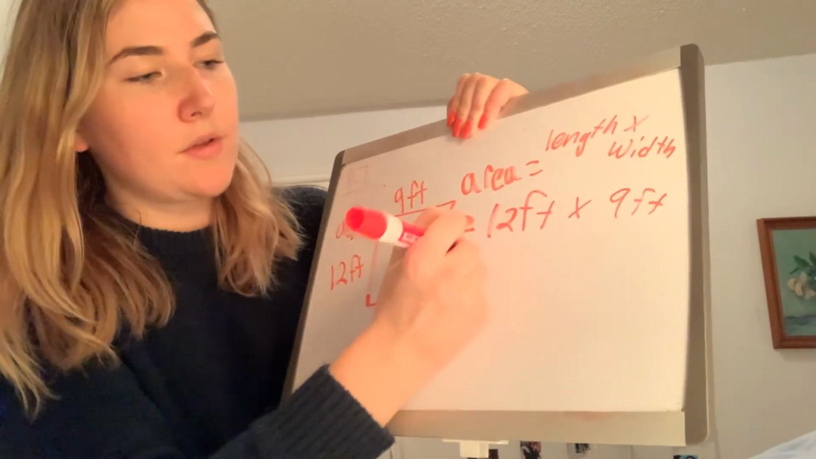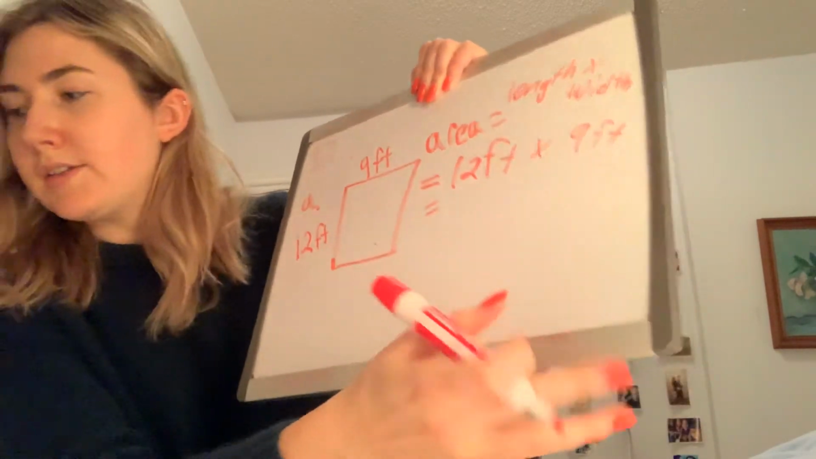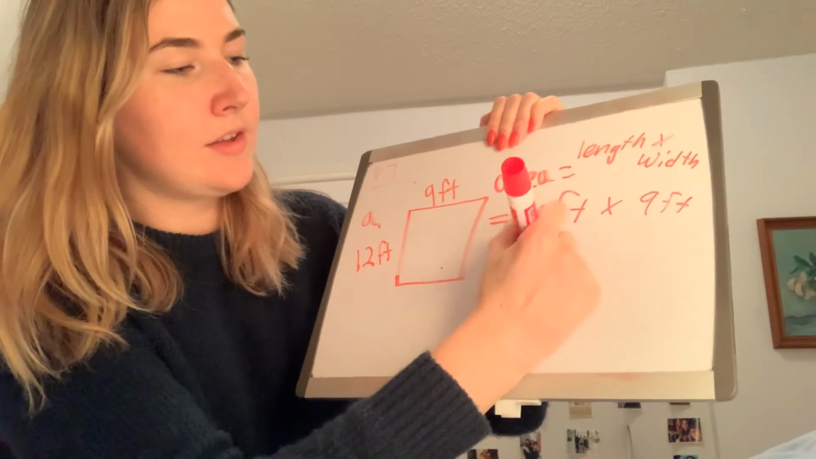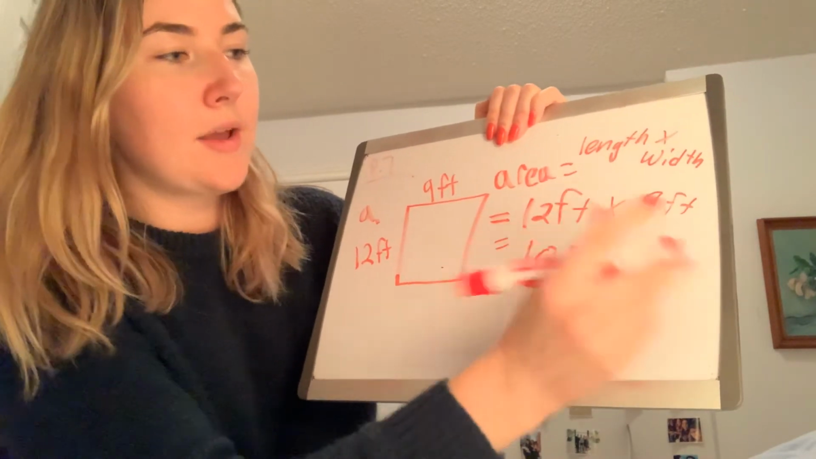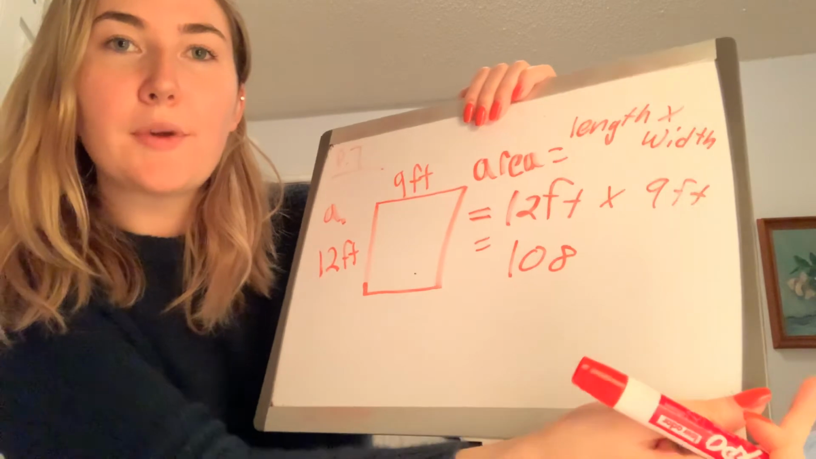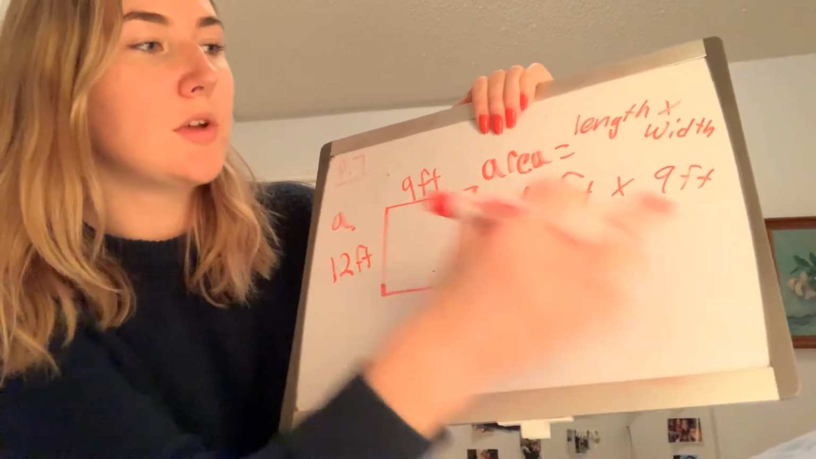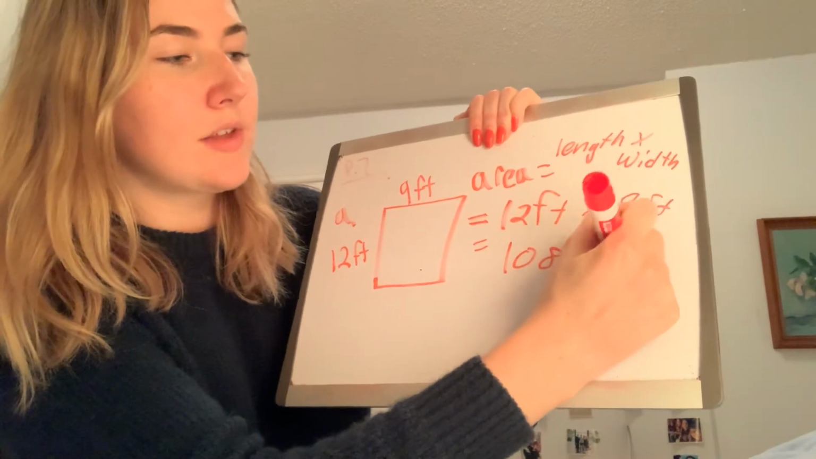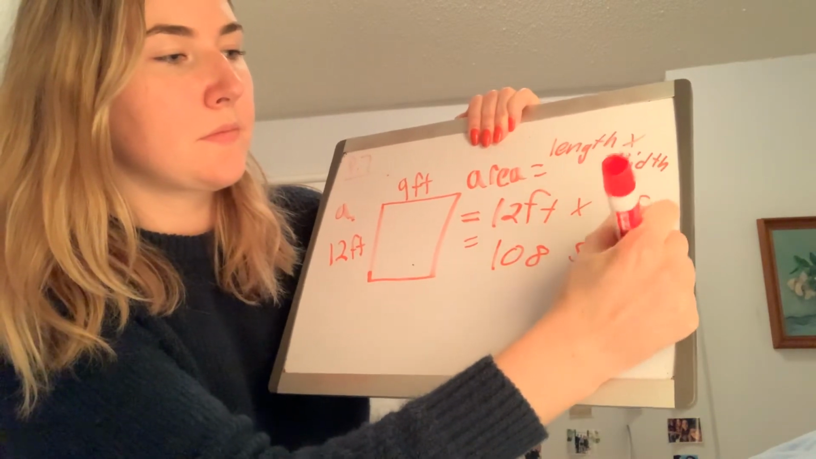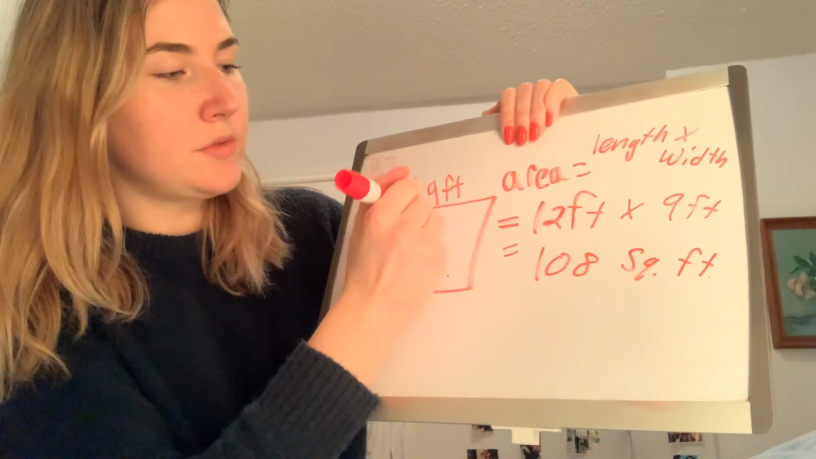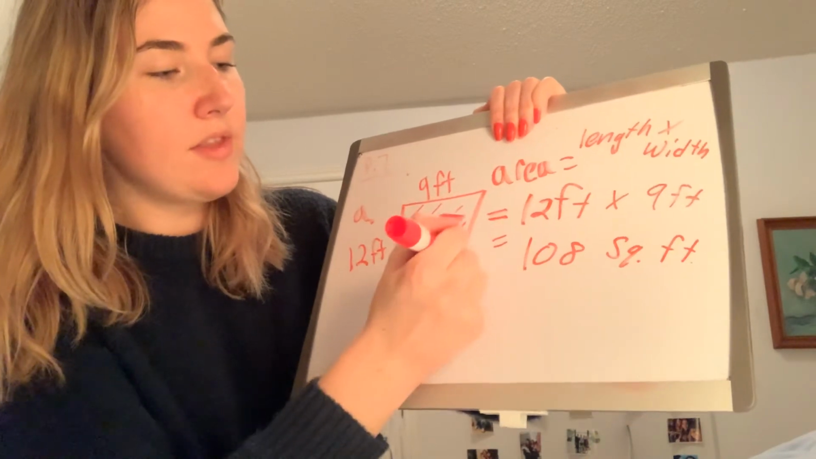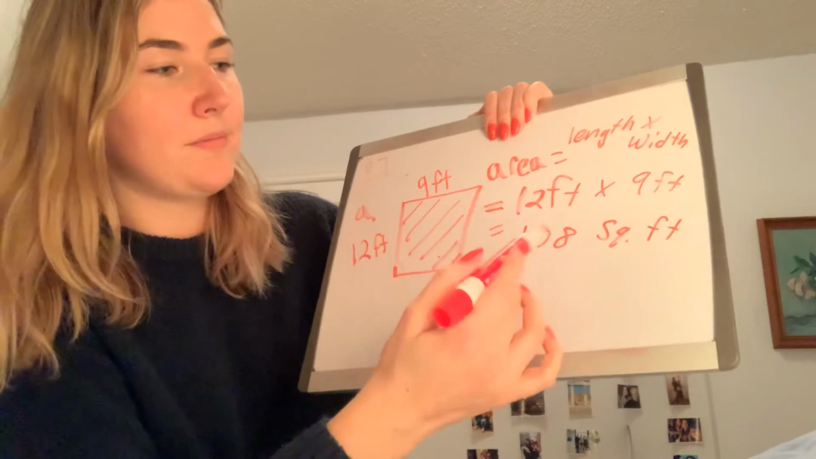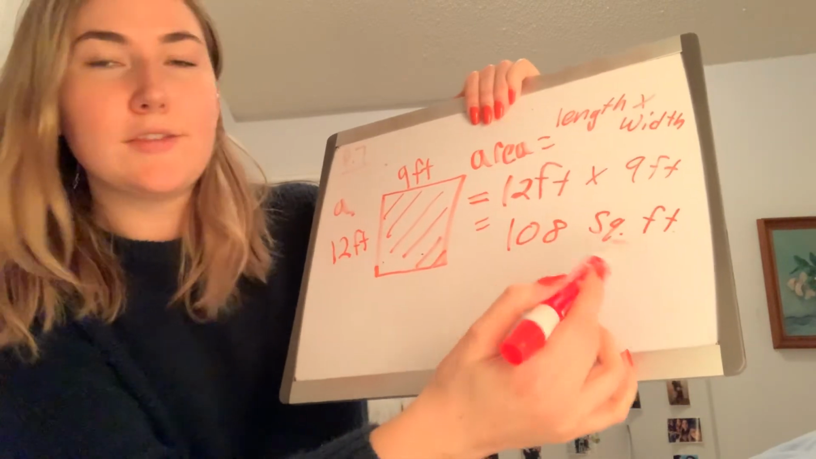All right, so now you can solve. 12 times 9 equals 108. So our answer, and now we have to be very careful what measurement we put, because now that we've solved for area, it's 108 square feet. Because that shows the measurement within the square, not just on the length or the width. So our answer is 108 square feet.